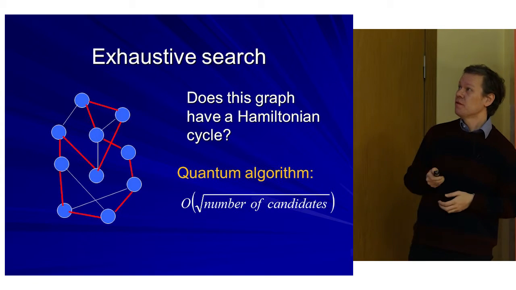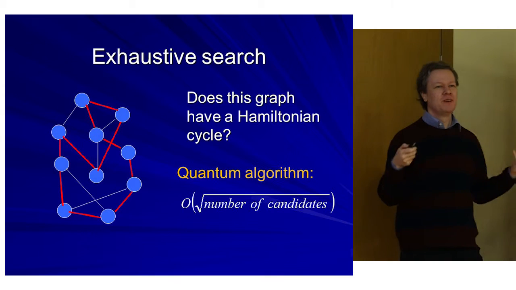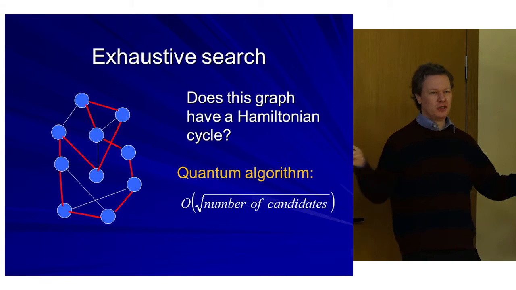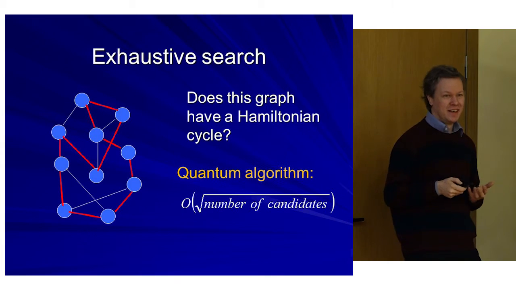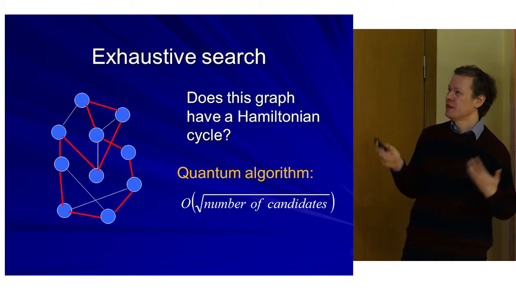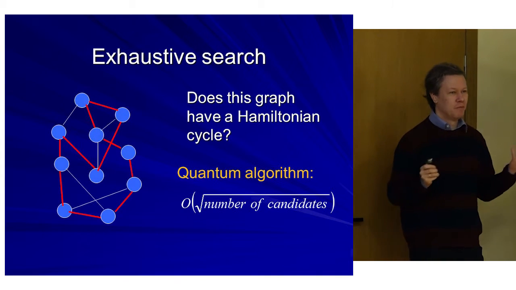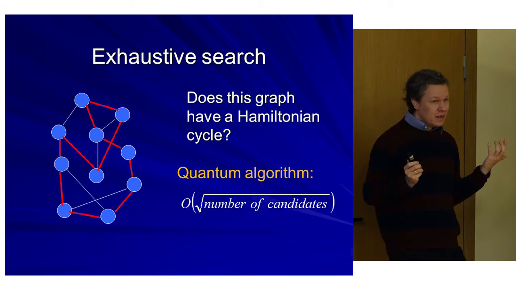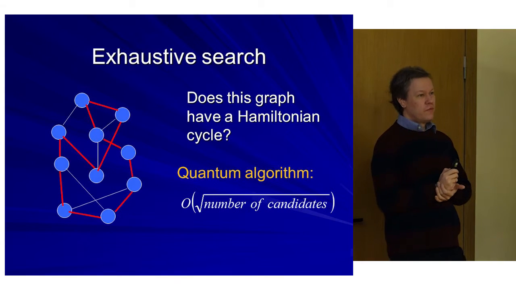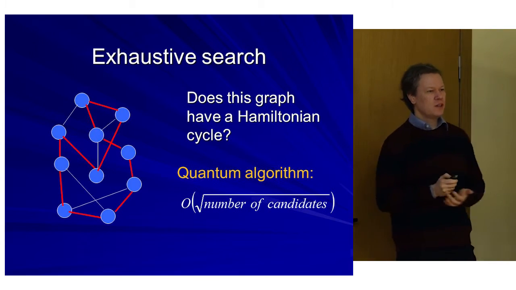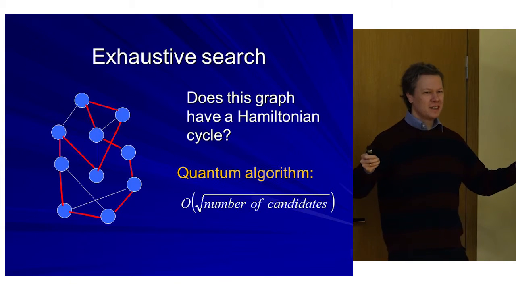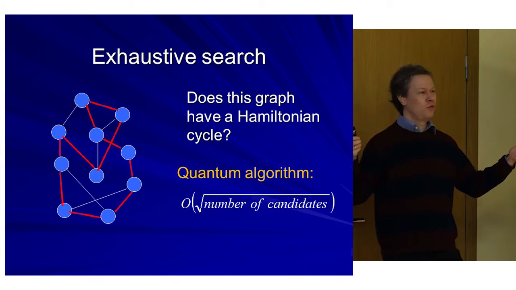Now, this is essentially a problem in which we have to check many possibilities. So we could do quantum search here. And we could solve this problem in time that is order square root of the number of candidates. So if we had to check 1 billion cycles, we could do it in time that was square root of 1 billion.